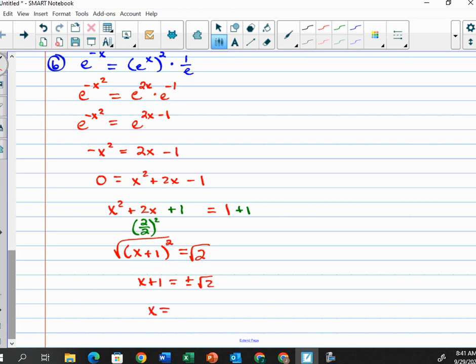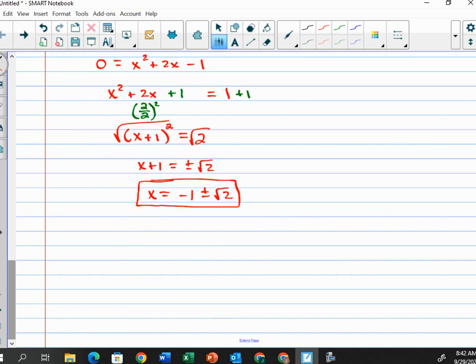So your answer is -1 plus or minus root 2. Move that up a little for you guys. Okay? Questions so far? Probably not solve that by myself. This is why we'll continue to practice them, okay?